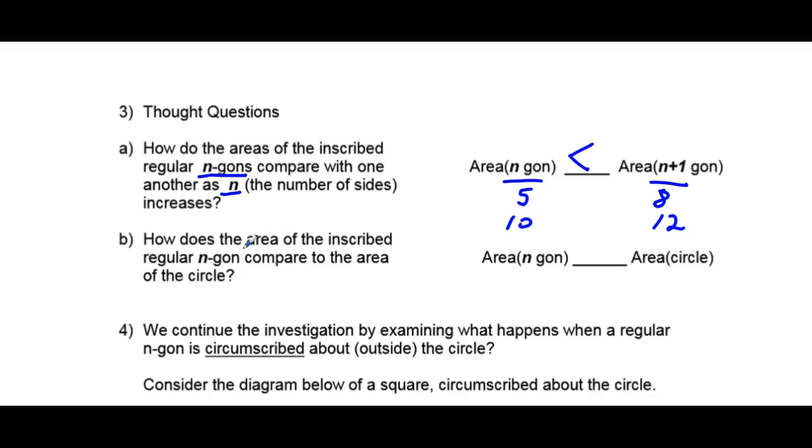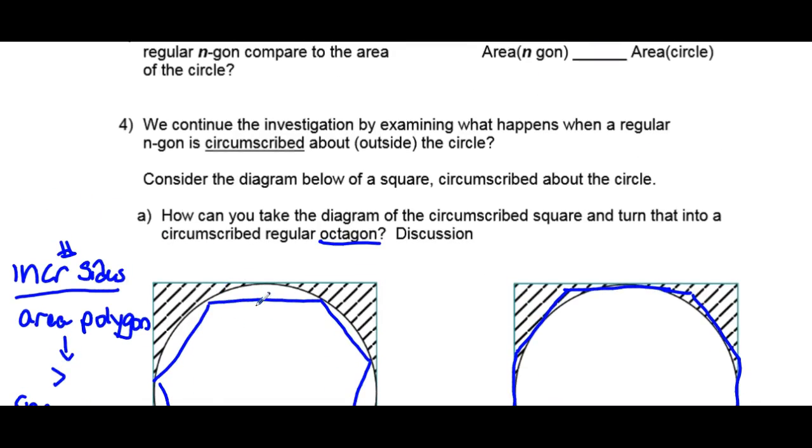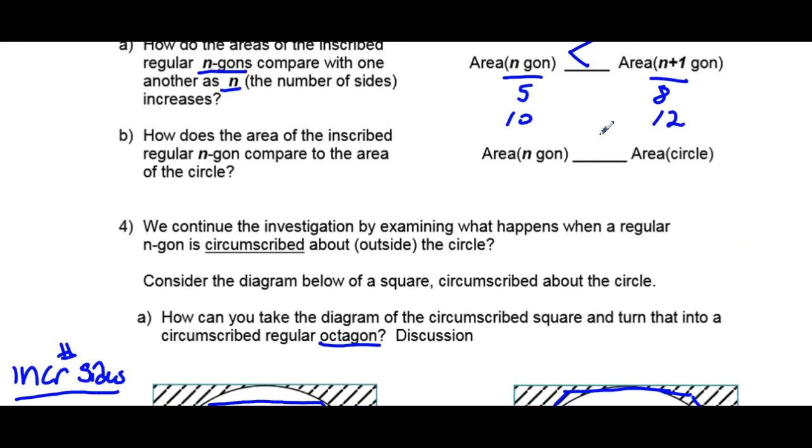How does the area of the inscribed n-gon compare to the area of the circle? Well, no matter how big this n-gon gets, it's never going to reach the area of the circle. It will always be less than the area of the circle.